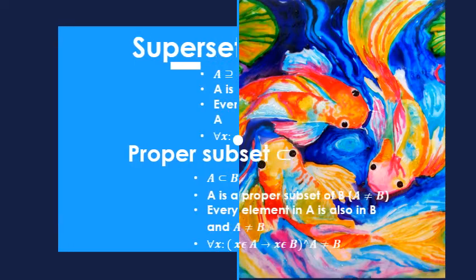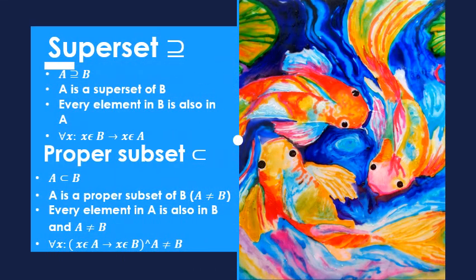So now we have superset. What is a superset? A superset is related with a subset. They are related. So A is a superset of B if every element in B is also in A. So they are related, superset and subset.